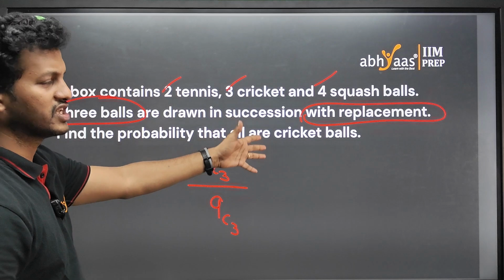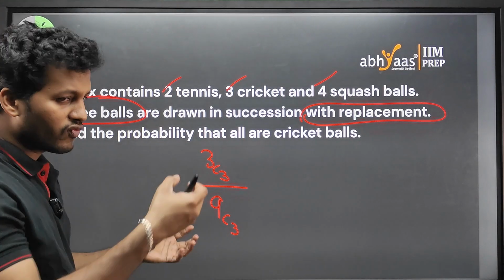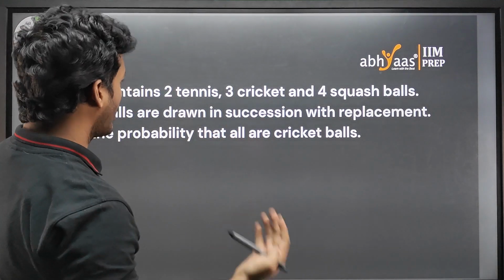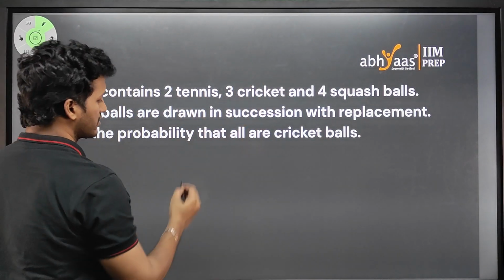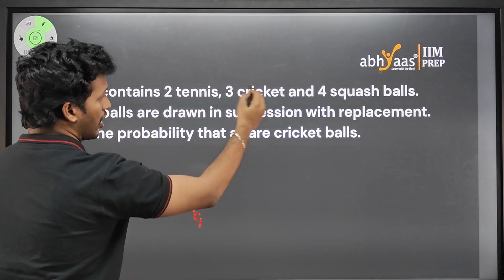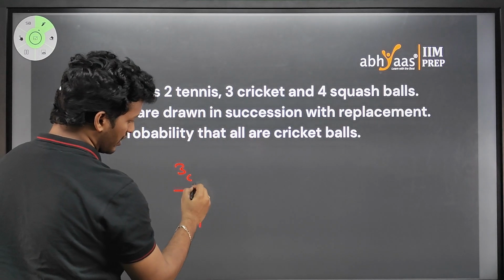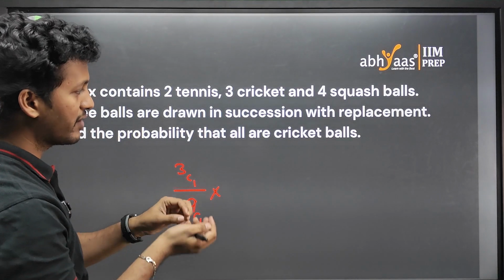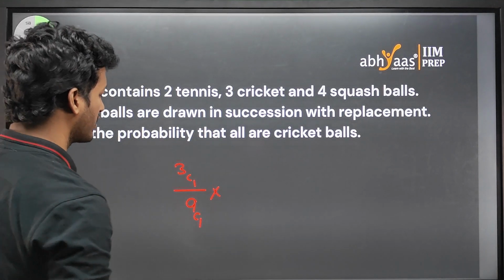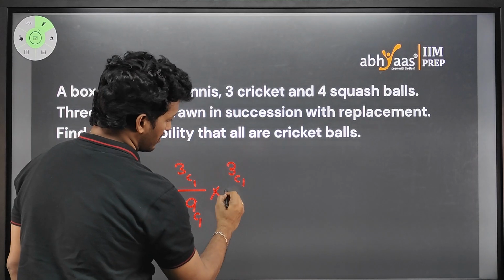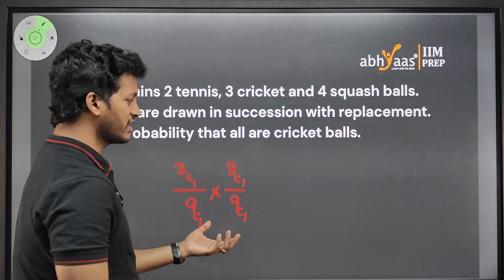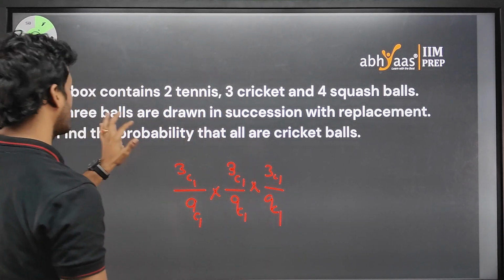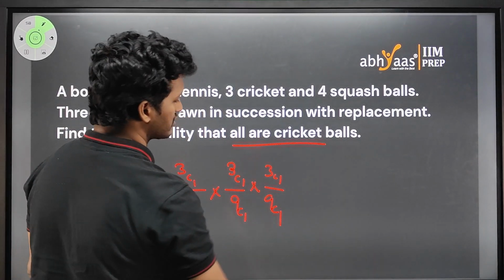This is with replacement. With replacement means if I draw one ball, okay, fine. Let's explain this. So let us draw one ball. If I draw one ball out of this, it would be 3C1 out of 9C1. Into again, if it is replaced, that means if I throw that ball back again, it would be 3C1 into 9C1. The total balls will be the same. And again 3C1 into 9C1. So in total I got 3 balls which are all cricket balls.